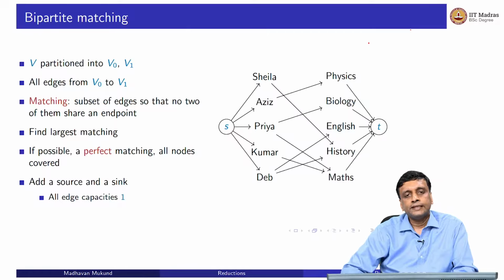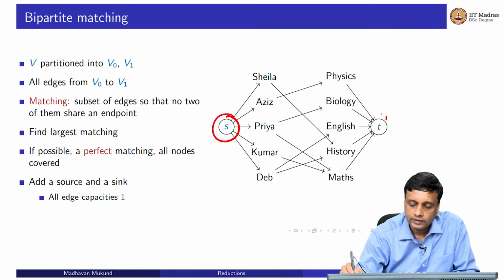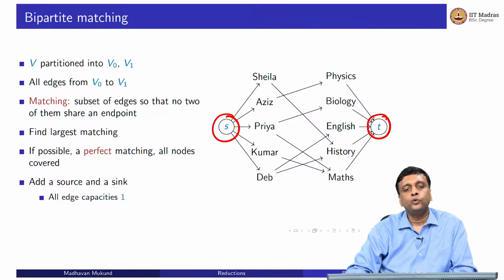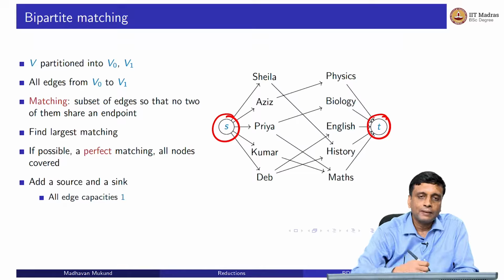So we said that we are going to use flows, so let us see how we would use flows. What we want to do is to convert this to a flow problem. Remember, in the flow problem, we have a source node and a sink node, right? So here is a source node and here is a sink node. I have created a new source node and a new sink node, and now I want to think about this matching as a flow.